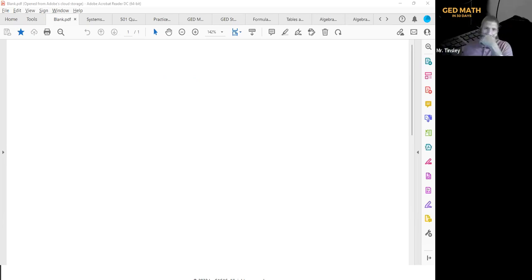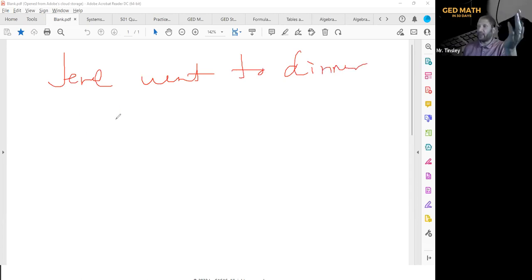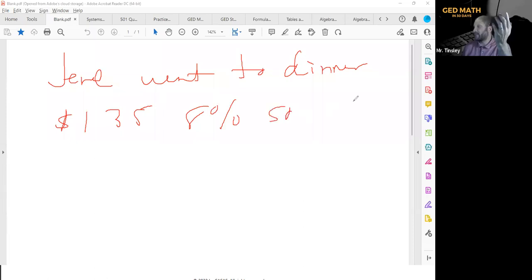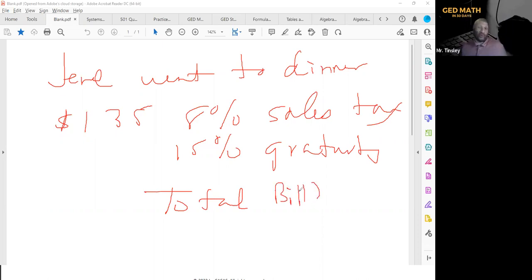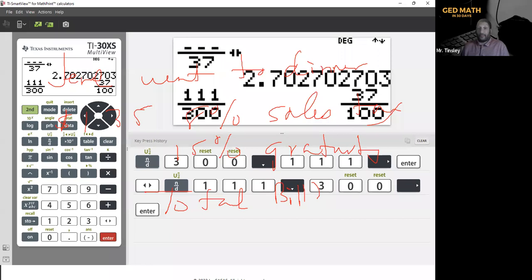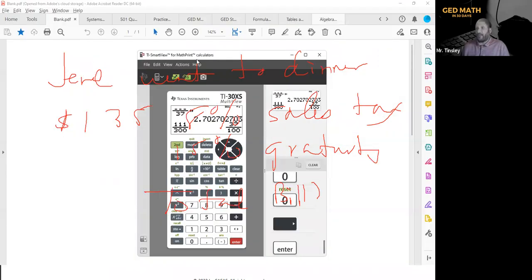Now, this is what the GED is going to give you, though. They're going to say, okay, Jarrell went to dinner and paid $135 for dinner. There's 8% sales tax and 15% gratuity. What was his total bill afterwards? This is an everyday problem that we all go through when we go to a restaurant. We should know how to do this problem. This is a 15-second problem using the calculator. I'm not even telling you to do the percent problem by hand.